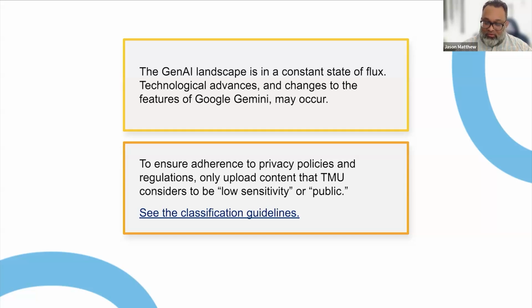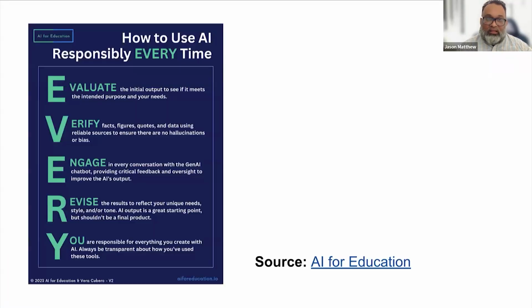And although we have the ability to upload content, always keep in mind that we should be really looking at only uploading low sensitivity, public, open access materials. And there's a link there with the different classification guides. You can see what qualifies as low sensitivity. And I like this approach from AI for Education.